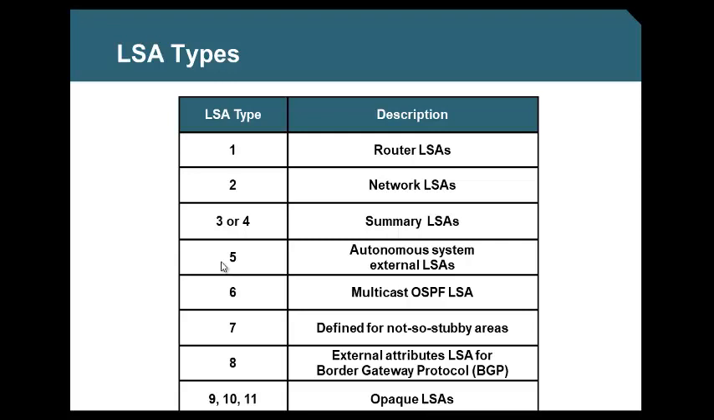Type 3 is called summary LSA. But there is no real connection between summary and the number type 3. Then why did they name it type 3 LSA summary? It is because this LSA only comes from the ABR. That is why it is called a summary LSA.